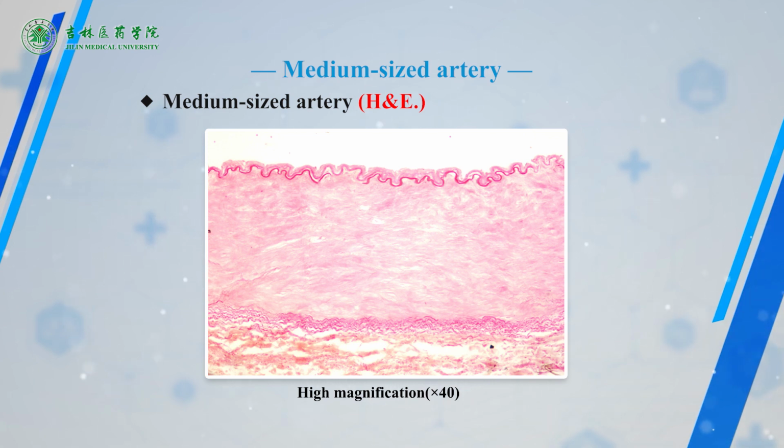Between the tunica intima and the tunica media, a layer of wavy membrane, red in stain with strong refraction, is called the internal elastic membrane, which is composed of elastic fibers. Black arrow indicates.